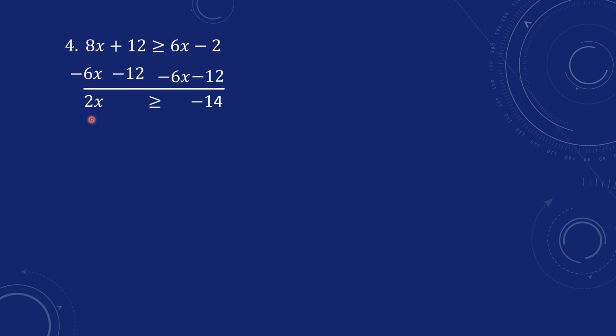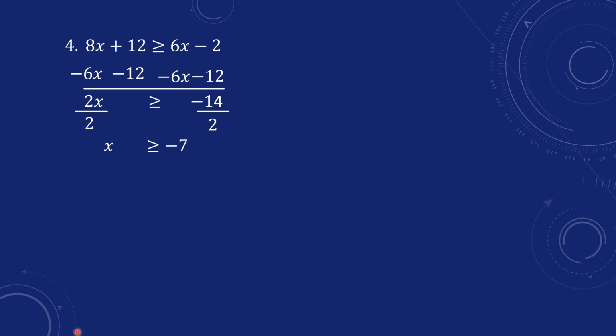This is the 2x or 2 times x. The inverse operation of multiplication is division. So we are going to divide both sides of the inequality by 2. Divided by 2, divided by 2. 2x divided by 2 is x. Negative 14 divided by 2 is negative 7. So this is x is greater than or equal to negative 7. The values of x are all real numbers greater than negative 7, including negative 7.